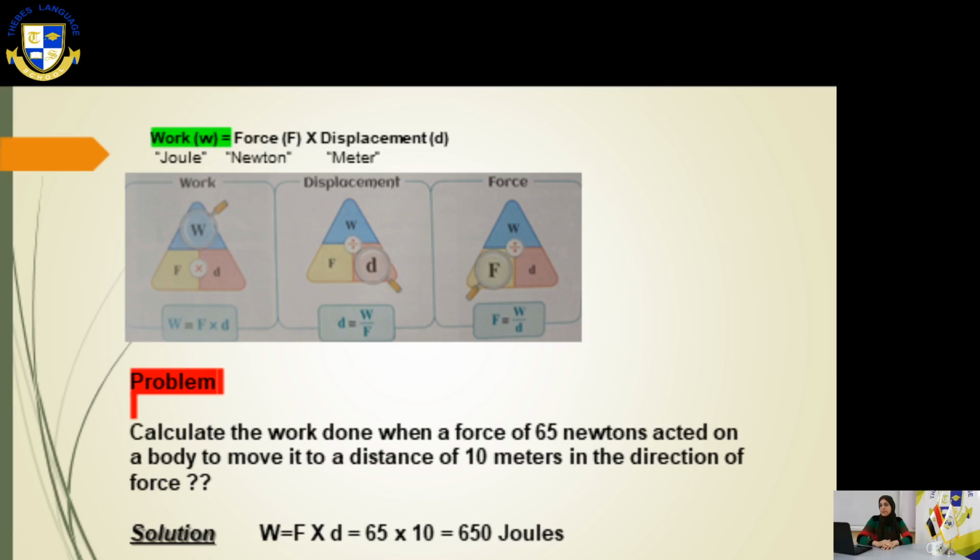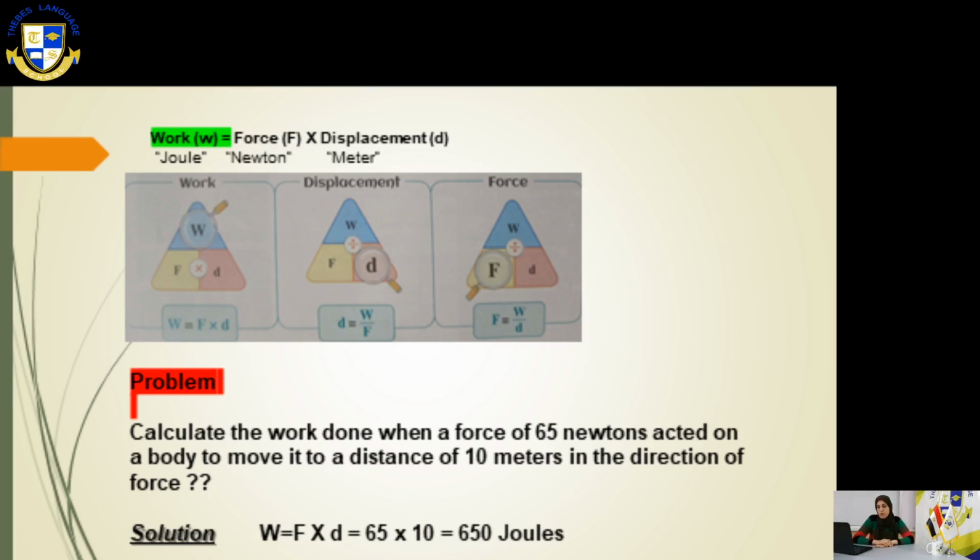Slide 4. In this equation, we can see that work, represented by W, is equal to force multiplied by displacement. Force is represented by F and displacement by D. The measuring unit of work is joule, the measuring unit of force is Newton, and displacement is meter. And from this equation, we can see three relations. We can find the work by multiplying force times displacement, we can find displacement by dividing work over force, and find force by dividing work over distance.